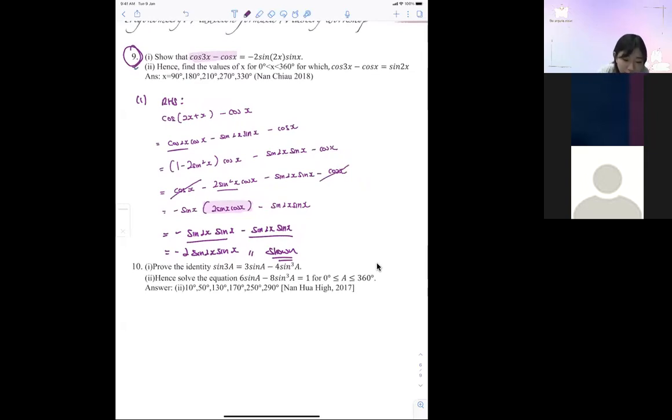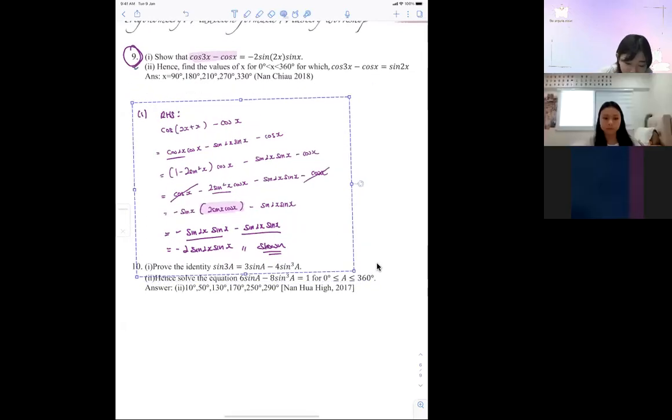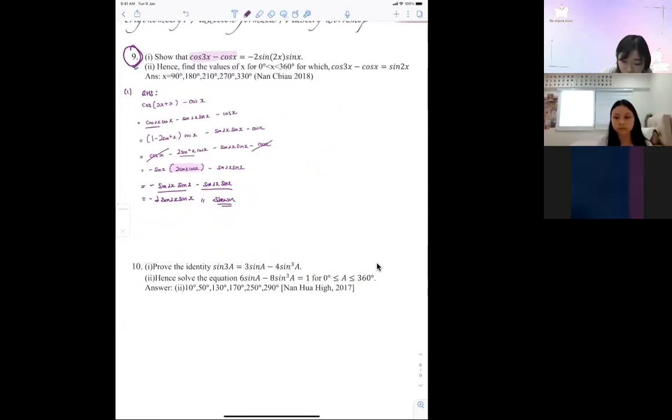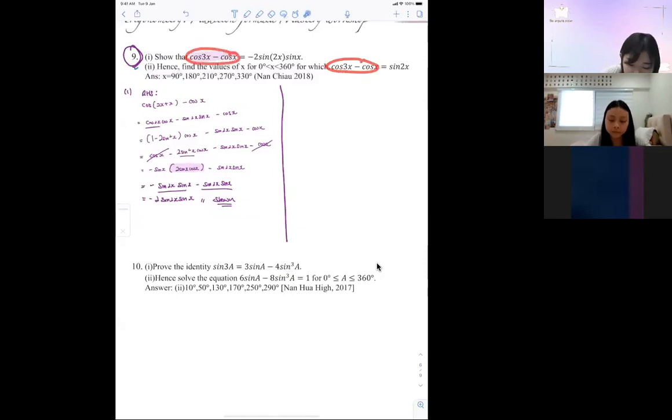Thank you. Okay, then the next part, after we are done with showing, every time a trigo question is always show, prove, and then solve. So the next part, when they ask me to solve, I can make use of my part one. Can you see that this is exactly the same as this? So we can change it to the right hand side. So minus 2 sine 2x sine x equals to sine 2x.